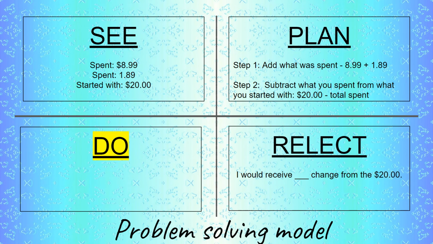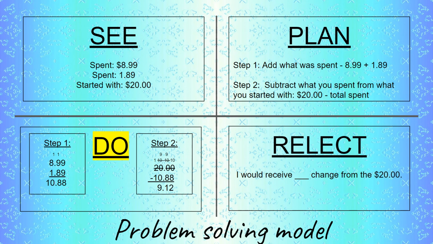Next, we move to our do. So we actually do this math, again, in two steps. So I start with step one. I take my $8.99 and add it to my $1.89. I add those together, making sure to do regrouping, and that gives me $10.88. Then step two, I take my $20 that I have, and I subtract my $10.88. And that gives me, when I do my subtraction with regrouping, $9.12.